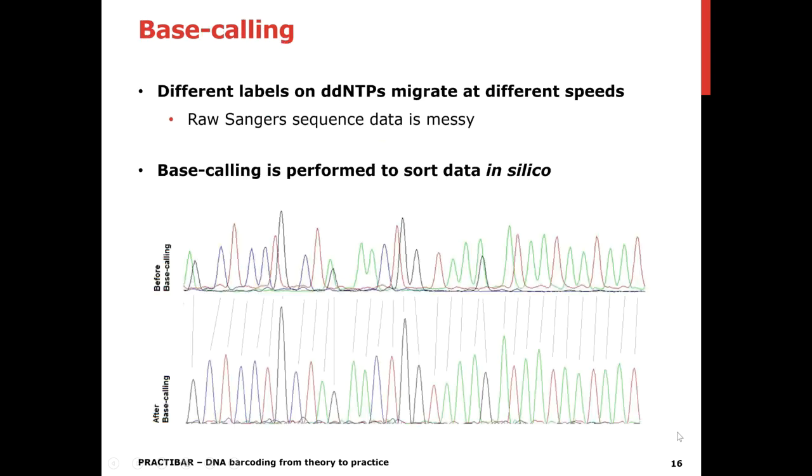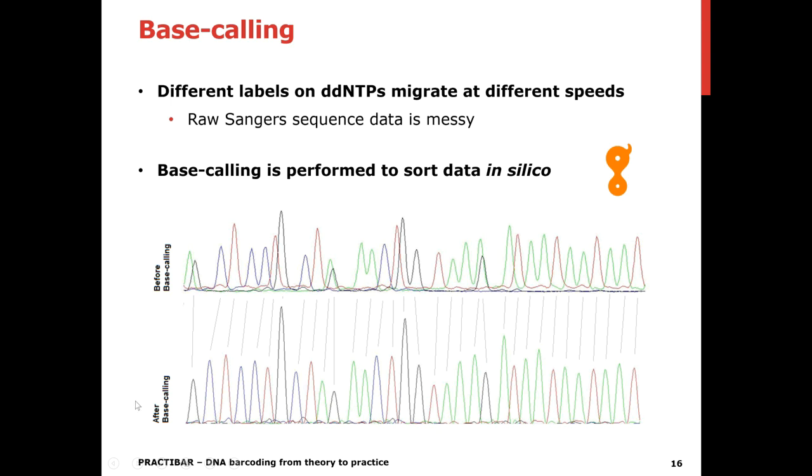So a word about base calling. Different labels on ddNTPs migrate at different speeds, so your raw Sanger sequence data is a little bit messy. So you need to perform base calling later on in silico, on a computer. For instance, here you have your sequence before base calling. And you see it's a little bit messy. After the base calling, you get nice sequences.